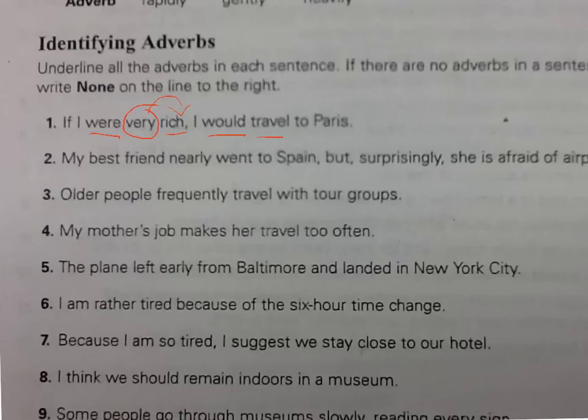Let's look at the next one. Here are some adjectives: my best, and here's a verb, went, and here is another adjective, afraid, and the verb is. So, do we see any words that are modifying the adjectives or the verbs in this sentence? In this case, we could use the old ly trick. We could say nearly went, and surprisingly is an adverb, and in this case is modifying the adjective afraid. How afraid is she? She's surprisingly afraid.